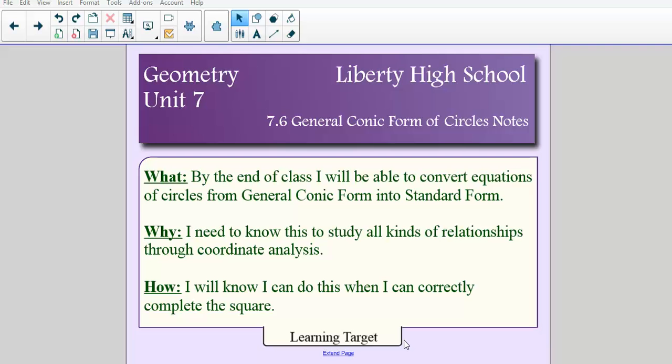Yay! So you guys are going to be working with equations again. Today we're going to focus on a different type of equation. In yesterday's video we talked about standard form. Today we're going to be talking about general conic form, which is similar to the multiple ways we can write the equations of a line: point-slope, standard form, slope-intercept. So it's just two different ways of writing the same equation. We're going to be converting from one to the other today.